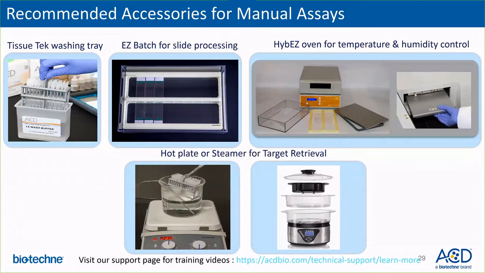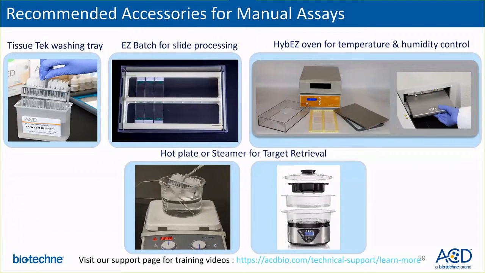The HybEZ hybridization system, shown on the top right, is designed to maintain the optimal temperature and humidity to ensure optimal and consistent RNAscope staining. Below are 2 methods for carrying out the heat-mediated target retrieval step required for some sample types such as FFPE or fixed frozen samples. Our website has training videos on the different steps of the manual assay, which is a great visual guide to assist with running the RNAscope manual assay.